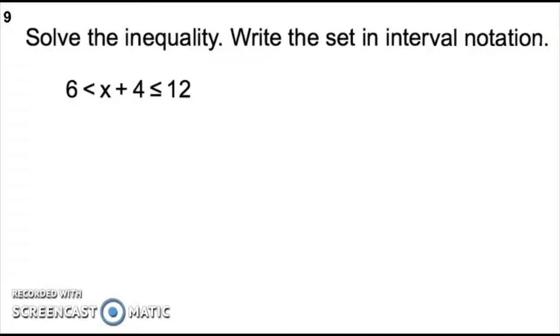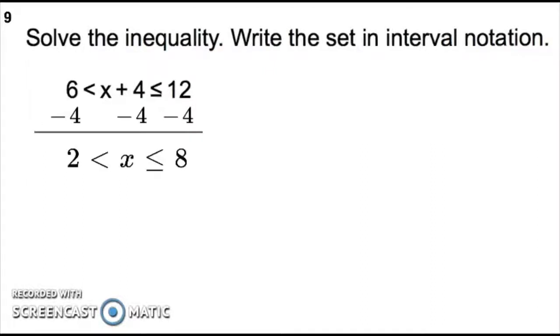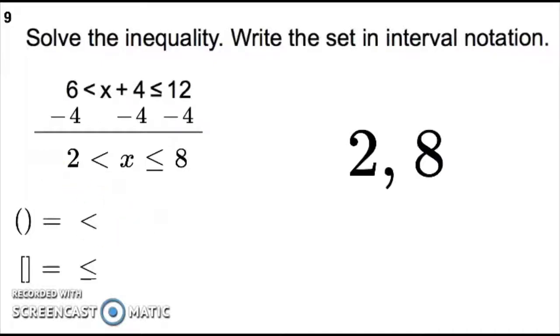Solve the inequality and then write it in interval notation. So we first start by subtracting 4 from everything. So we have 2 is less than x is less than or equal to 8. So now we got to write this in interval notation. Our endpoints are 2 and 8. Remember, less than without the equal to, without a line under it, means parentheses. With a line under it means a bracket. So for the 2, there's no line under it, so there's a parenthesis. There is a line under it with the 8, so we have a bracket. So that's this inequality in interval notation. And that's the answer for number 9.